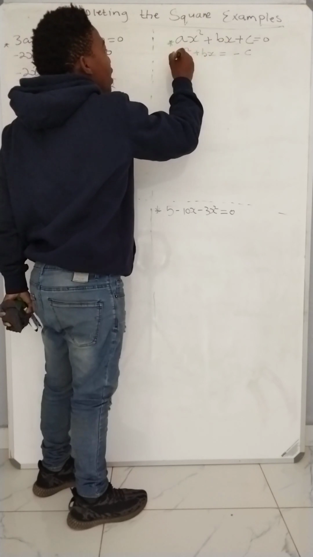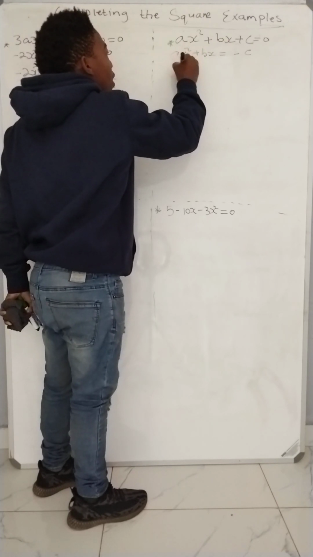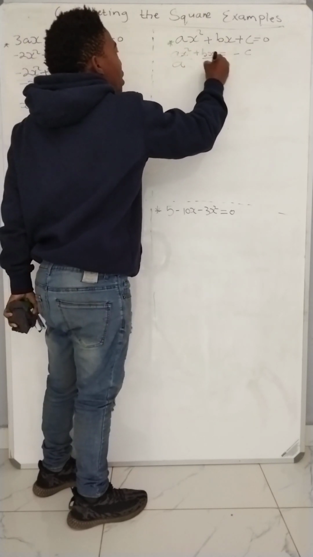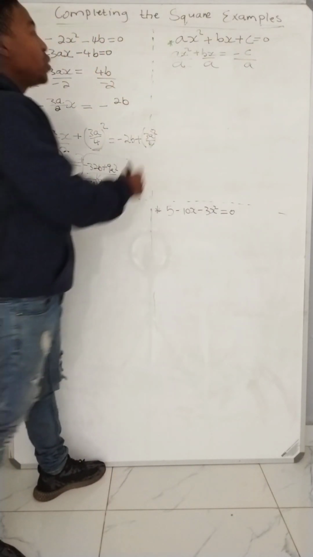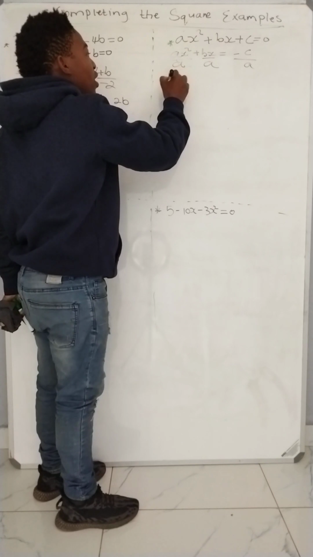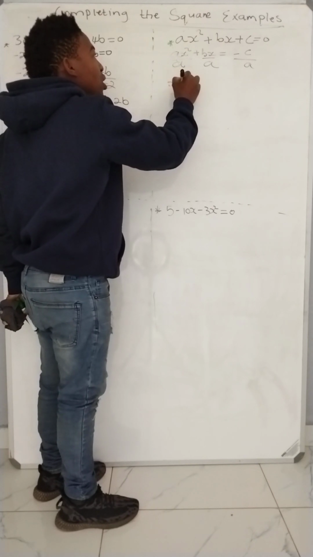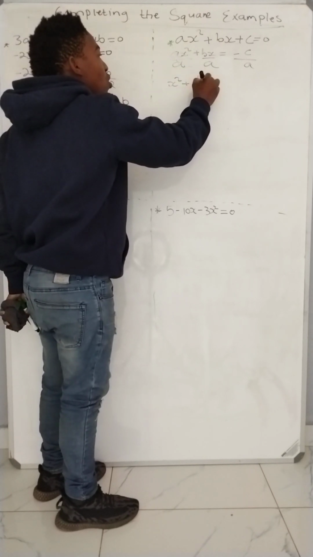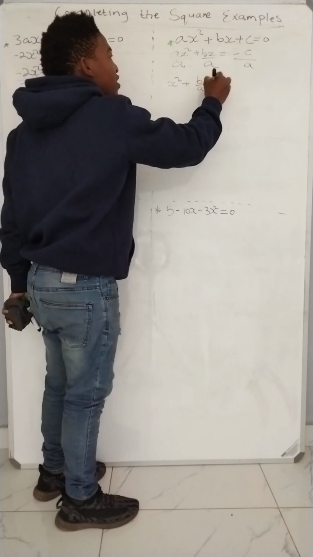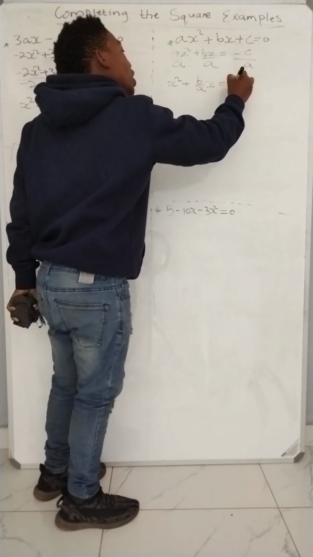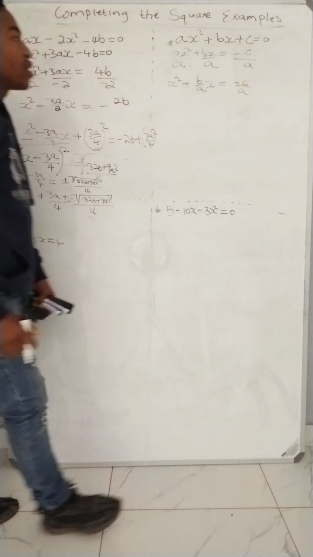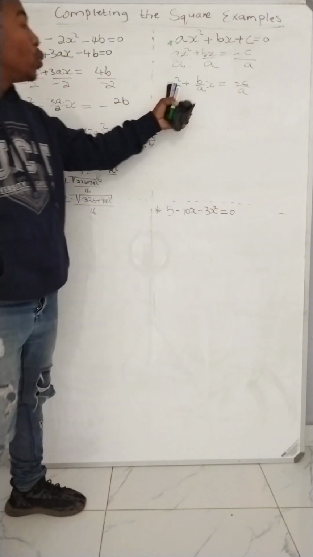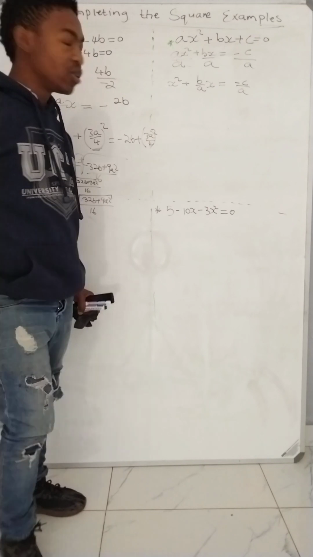So we'll divide this by a, we'll divide this by a, we'll divide this by a, like that. So we will cancel a, and we'll have x squared plus b over a x is equal to negative c over a, like that.